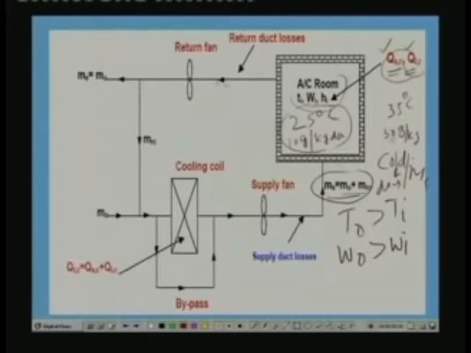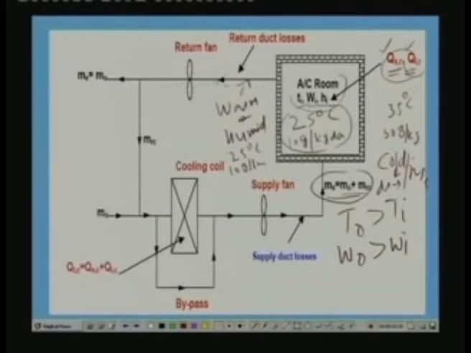Okay. So, what enters into the conditioned space is cold and dry air, and what comes out is relatively warm and humid air, okay, at the same conditions as that of the conditioned space. That means at 25 degree centigrade, and let us say, the humidity of 10 grams per kg. Okay, so at this condition the air comes out.